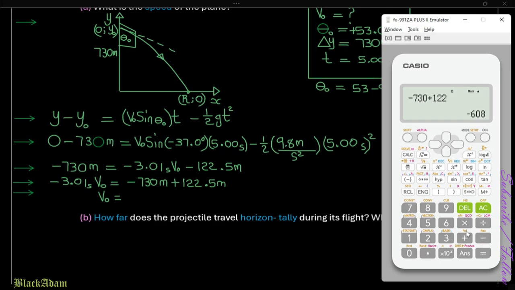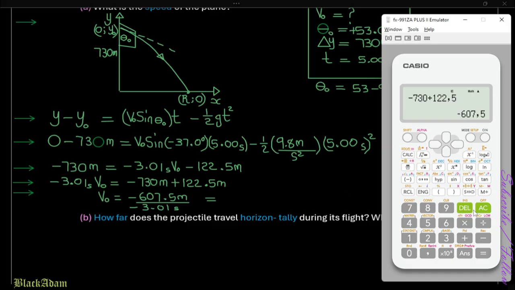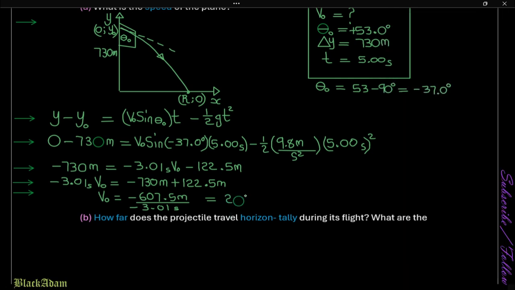It's negative 730 plus 122.5, giving us negative 607.5 meters. Divide by negative 3.01 seconds, which gives us our answer of 201, so that's going to be 202, rounding off to 3 significant figures. So that's our answer for A. We need to go for B.